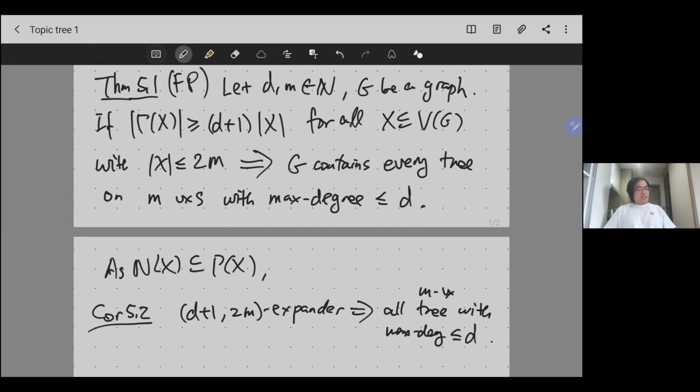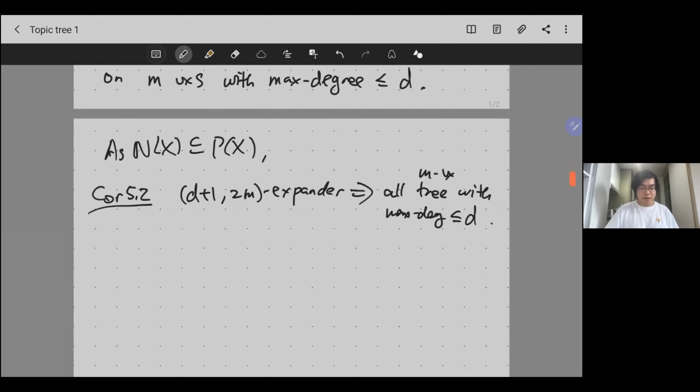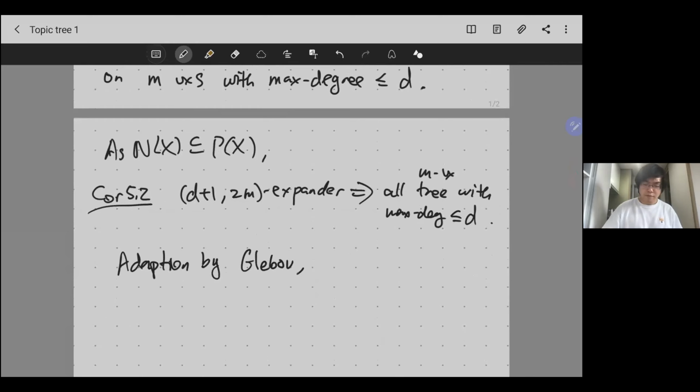So the proof I'm going to present here is almost the same as the original proof by Friedman and Pippenger. I will present a slight adaptation, just change a little bit, so that later it can also be used to find almost spanning trees. This adaptation is by Glebov, Johannsen, and Krivelovich. Okay.